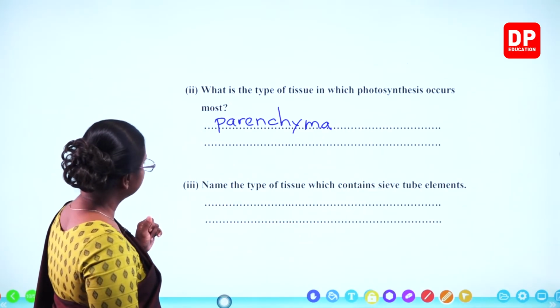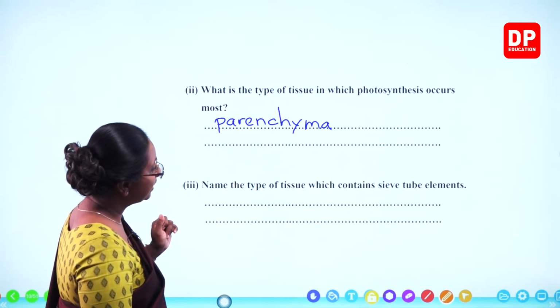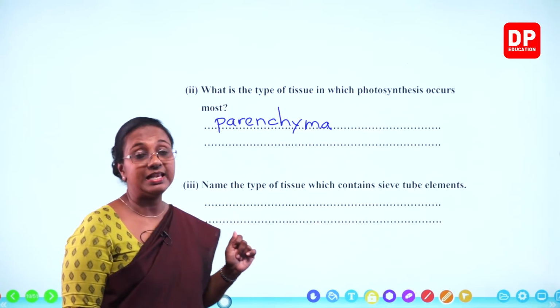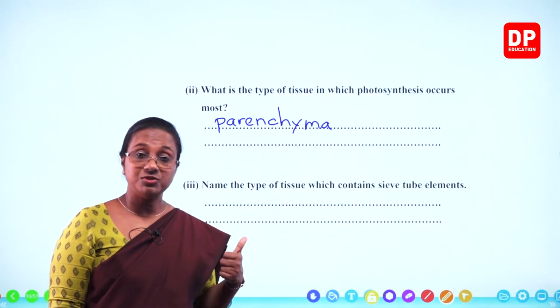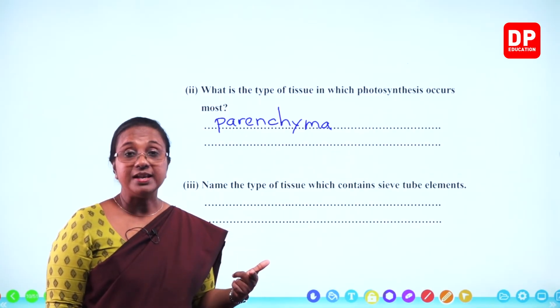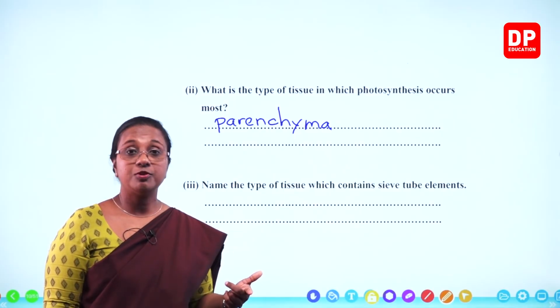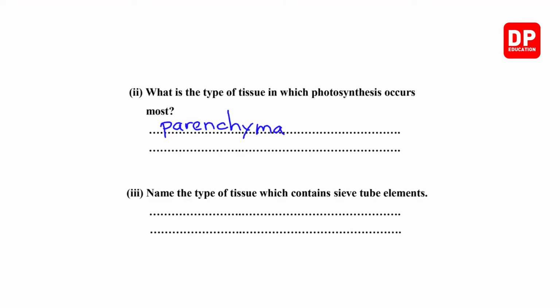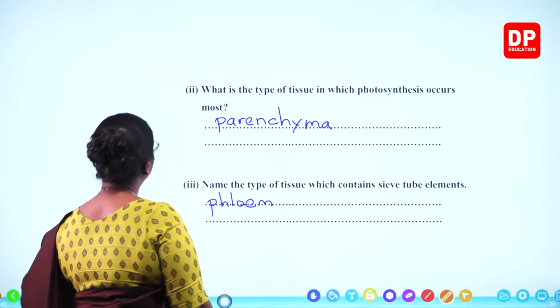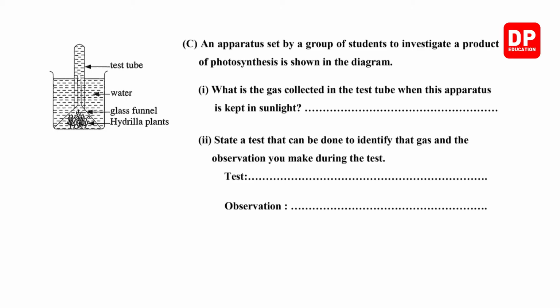Then the third one, name the type of tissue which contains sieve tube elements. Now, I already told you all. Phloem contains the sieve tube, the companion cell, the phloem fibers and the phloem parenchyma. So, it is phloem tissue. Is that correct, students?